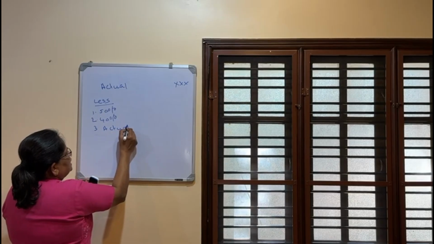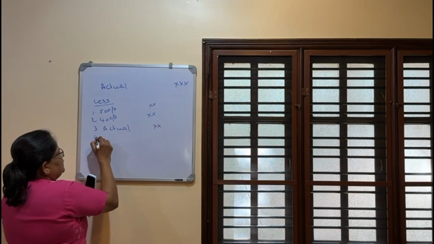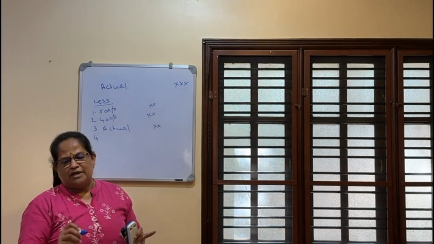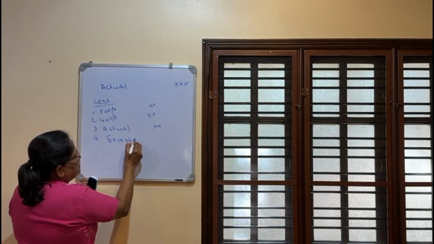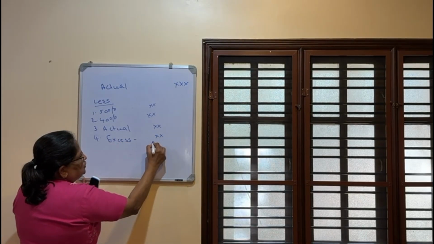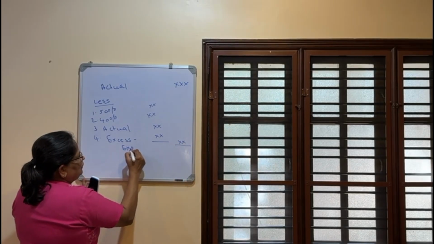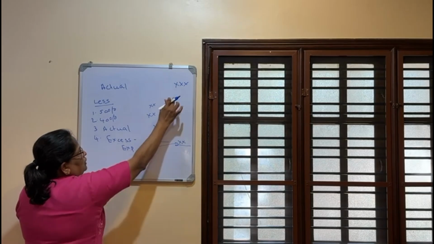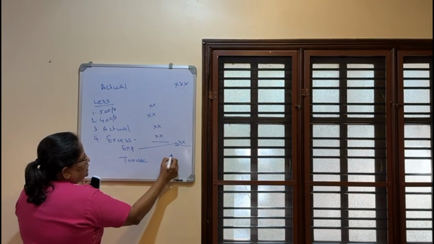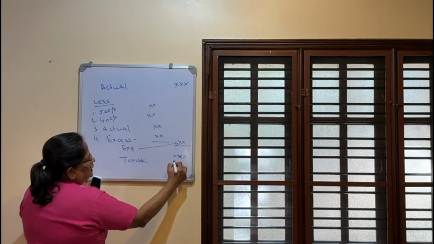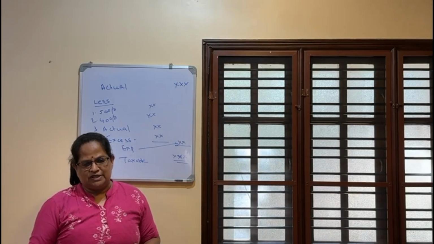Now third is actual HRA received. Fourth is excess of rent paid over 10% of salary. So the least value you will take, you will reduce. This will be the exempted value. Actual minus exempted will be the taxable value. So this is the computation. This computation is important. In exam you can expect questions.